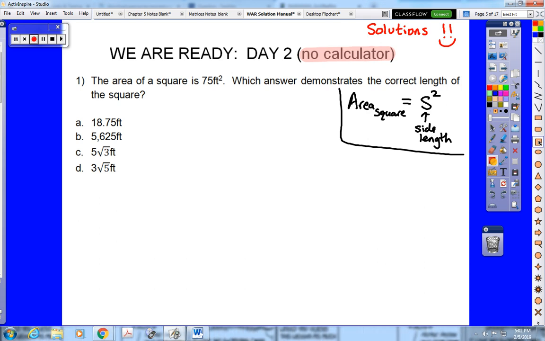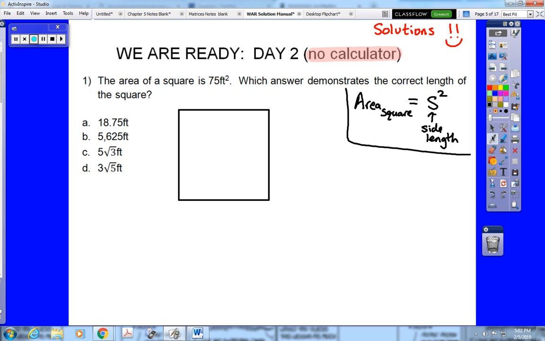Now if we draw a picture, which is an excellent idea by the way, here we have a square. We do not know the side length of the square. So what do we do when we don't know something? We use a variable. So we have a square that is x feet by x feet. And we don't know what x is. But we know that the area is 75 feet squared. So what we do is we set up an equation. Area, 75, equals s squared.